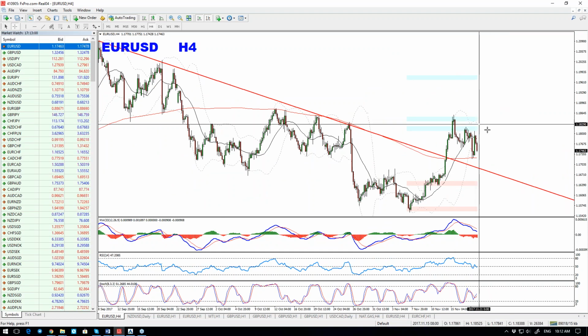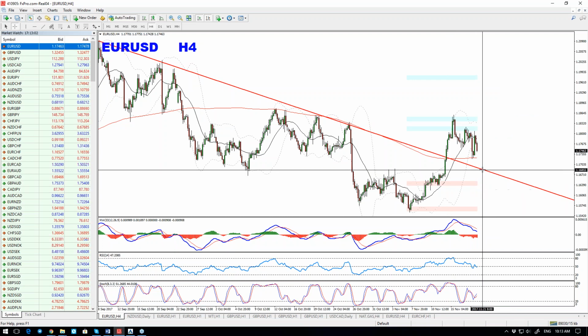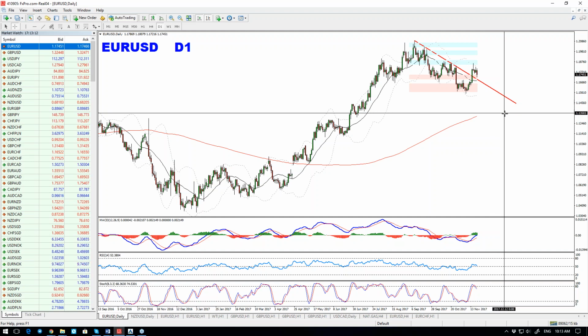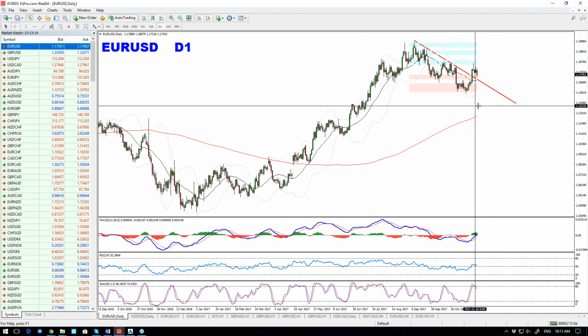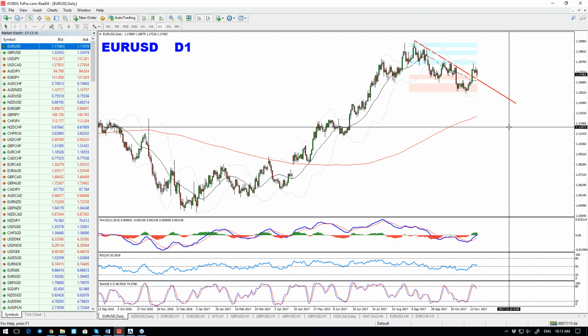If it breaks and makes a move lower below the trend line, that's a bearish call and bearish expectation. And in that case, if it happens, we are moving all the way below the bank zone, and 113 in that case could start to be our possible target.